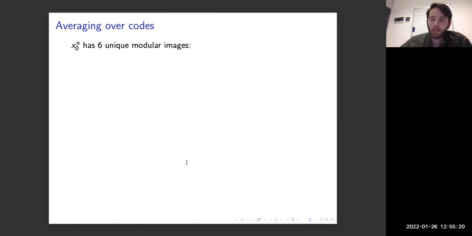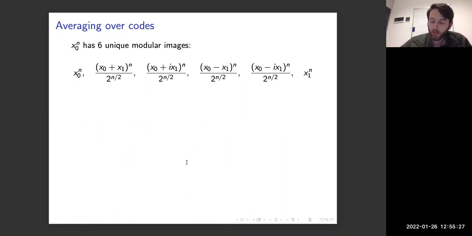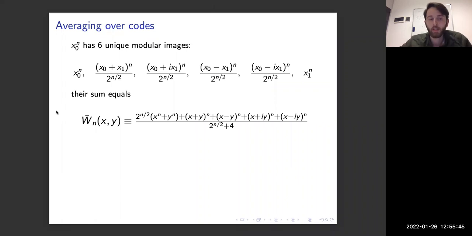And a final comment is that you can actually do this sort of sum over modular images story, which is used in the gravity case to try to understand the partition function of quantum gravity. In the case of these code theories, it's extremely simple. X0 to the n has only 6 unique modular images. It's just all of these polynomials. And the sum of these is exactly the average numerator polynomial up to this factor, which goes to 1 in the large n limit. So we think we don't need to worry about it.